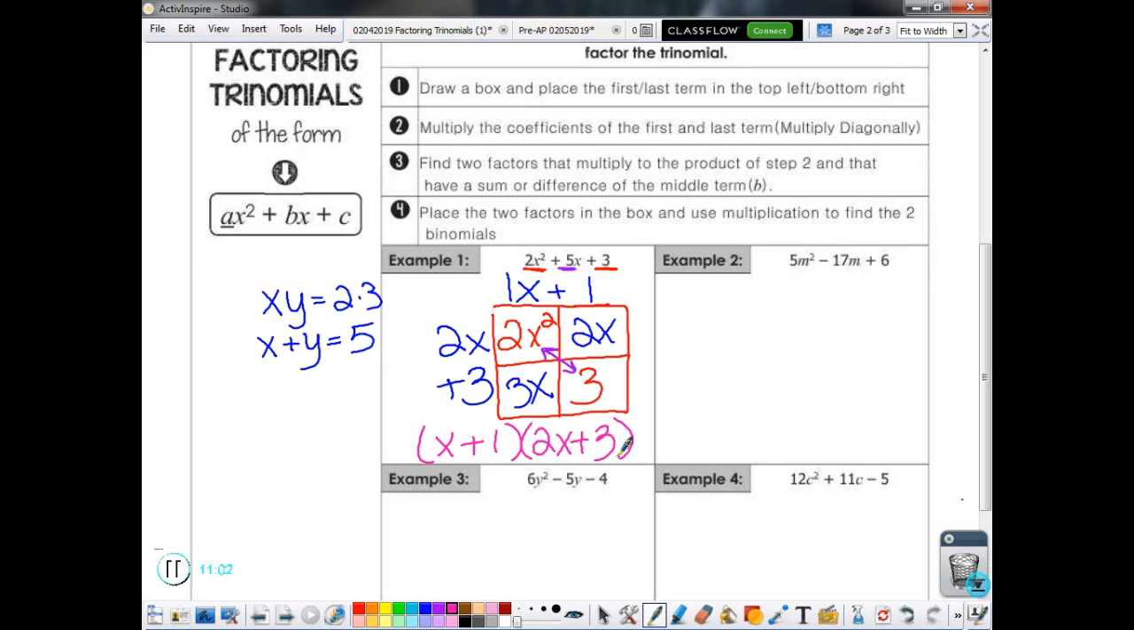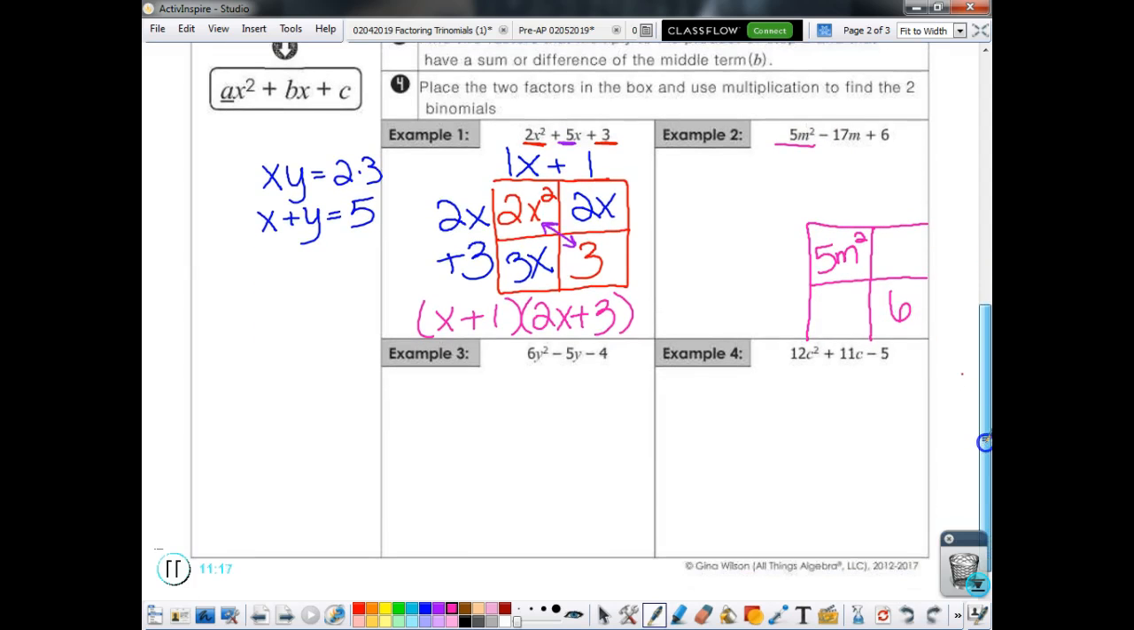Okay. Alright, so let's try number 2. So same thing. You got your box. Okay? So the 5m squared stays. And so does the 6. Okay? So again, we're multiplying here. So it's going to be xy equals what? 5 times 6 or 30, whatever you prefer. And then x plus y has to equal what? What does x plus y have to equal? Negative 17, right?